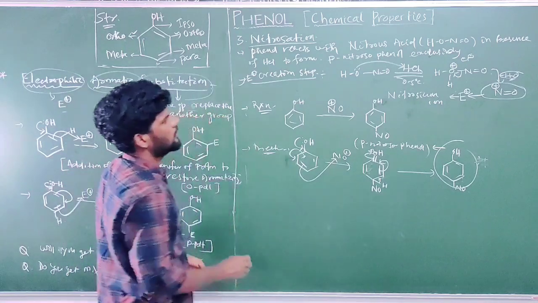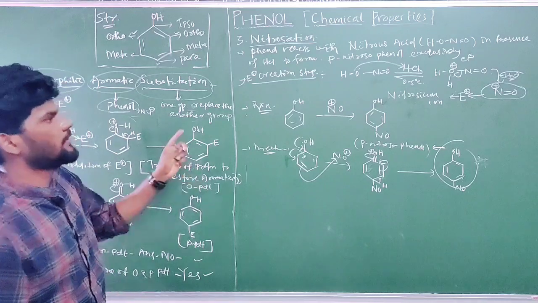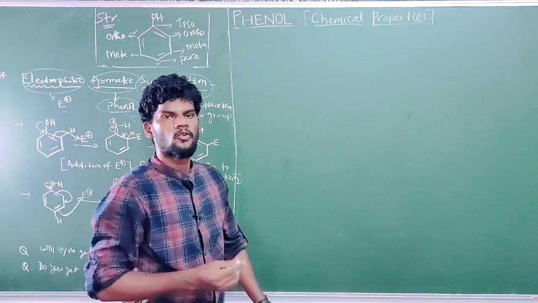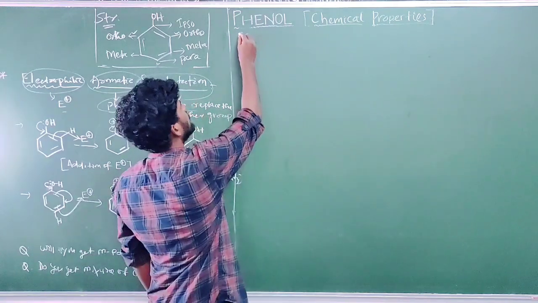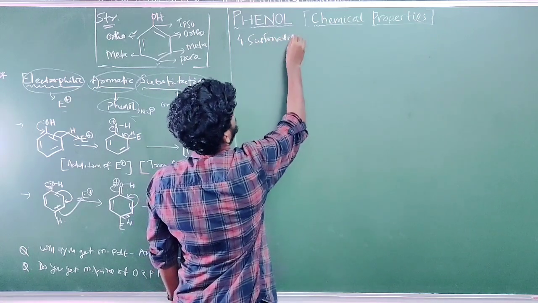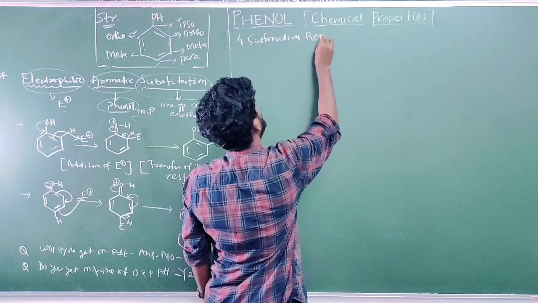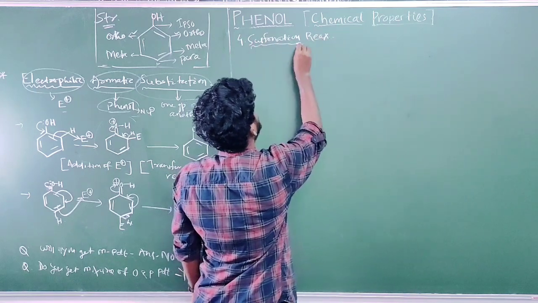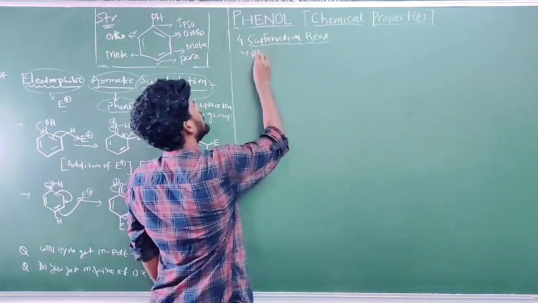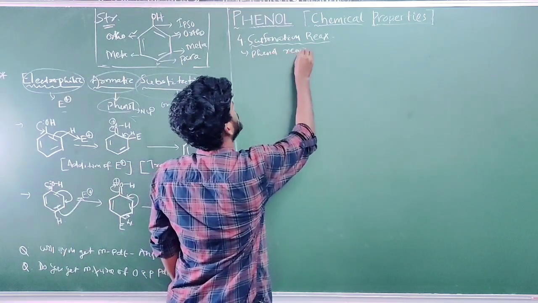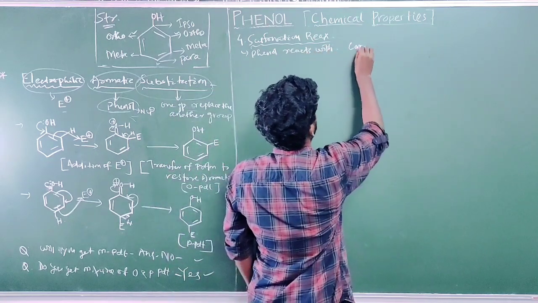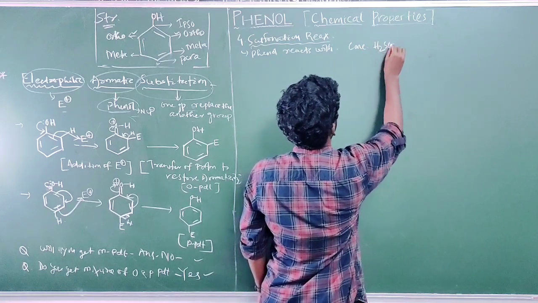So next, this is all about the nitrosation process. Write it down or take a screenshot. Now look at the number 4 reaction of phenol. Number 4 reaction is the sulfonation reaction. Phenol can also undergo sulfonation reaction. From the name, it sounds like a sulfonic group is present. So in sulfonation, phenol reacts with concentrated sulfuric acid, H2SO4.